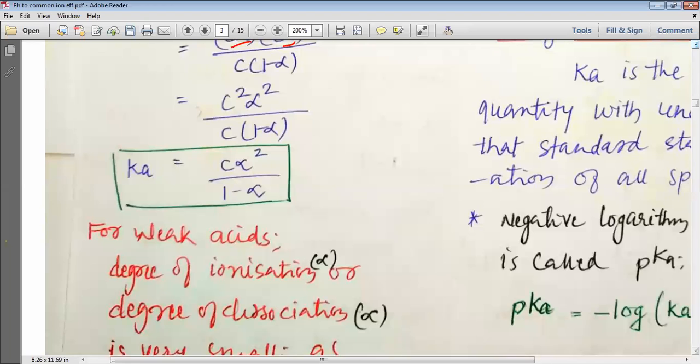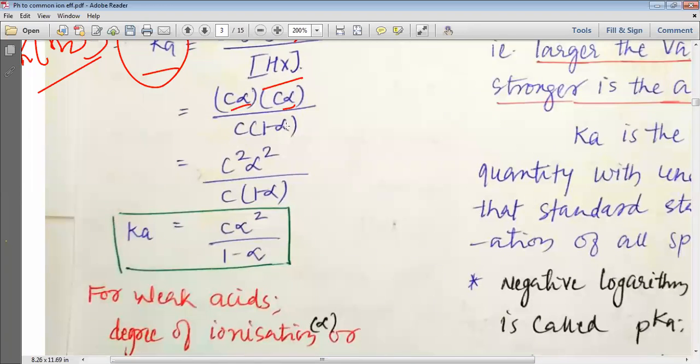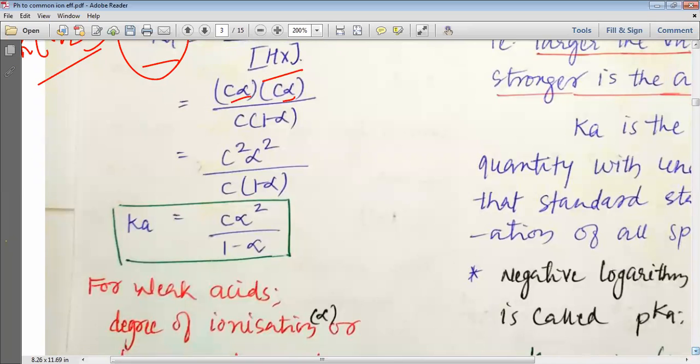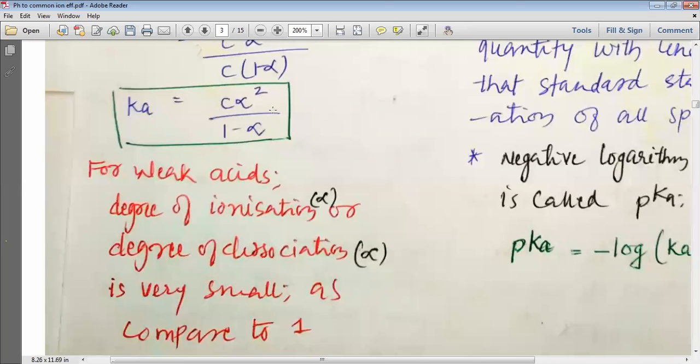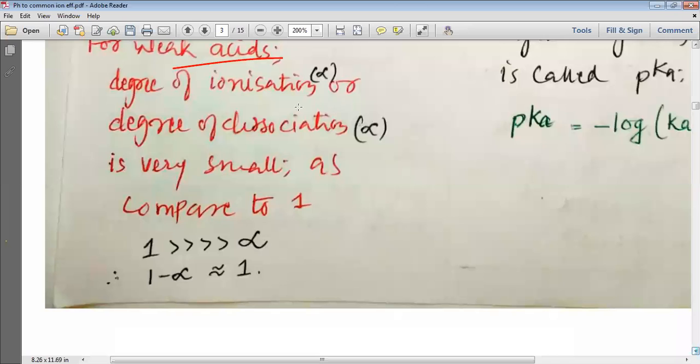When we put these values, C alpha multiplied by C alpha divided by C into 1 minus alpha, we can write it as C square alpha square divided by C into 1 minus alpha. And finally, we get Ka is equal to C alpha square divided by 1 minus alpha. Now for a weak acid, my dear students, the degree of ionization or degree of dissociation, alpha, is very small as compared to 1. So we can say 1 is far bigger than alpha, and that is why 1 minus alpha is approximately equal to 1.